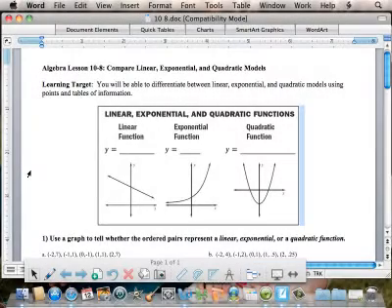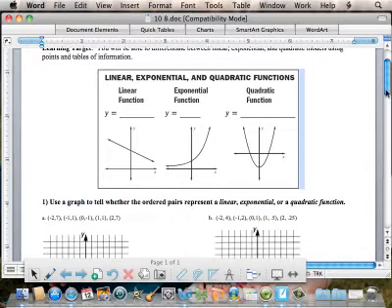So as we begin section 10.8 here in algebra, finishing up the chapter, we're looking at comparing linear, exponential, and quadratic models, all of which we've discussed in class over the course of second semester. So just a quick review here. Obviously, the three graphs of each are shown.